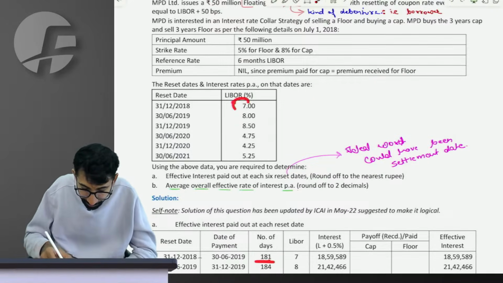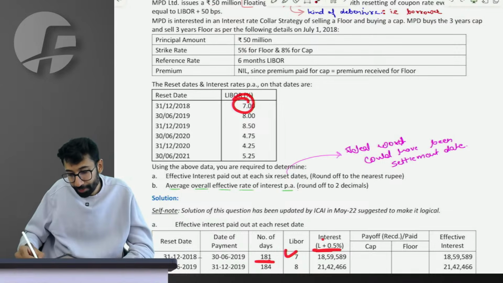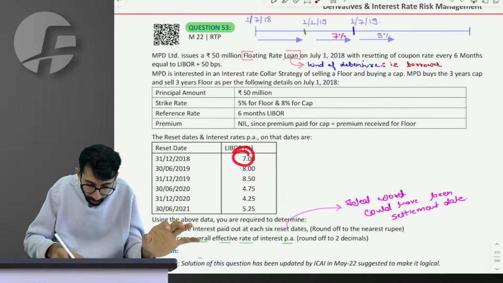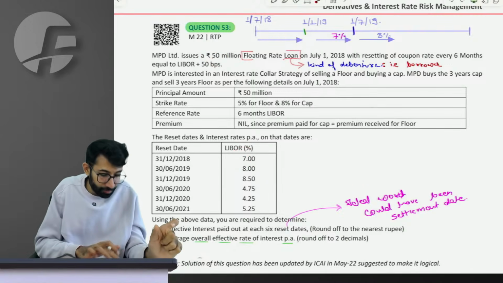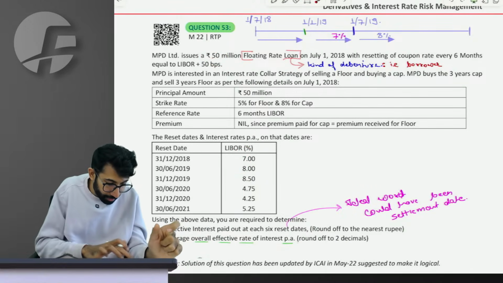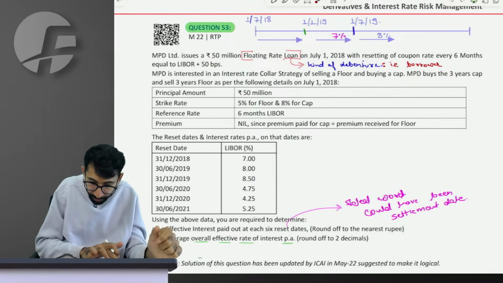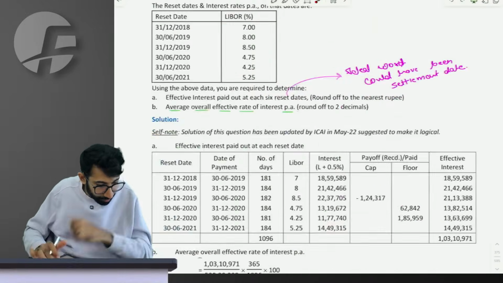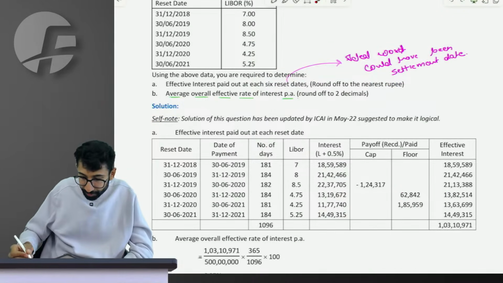For this period, the rate in the market is 7, so I will have to pay interest at the rate of 7.5 in the spot market. So on 50 million at the rate of 7.5% for a period of 181 divided by 365 is 1859589.